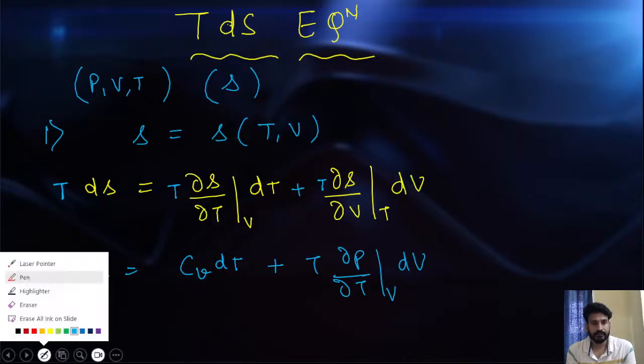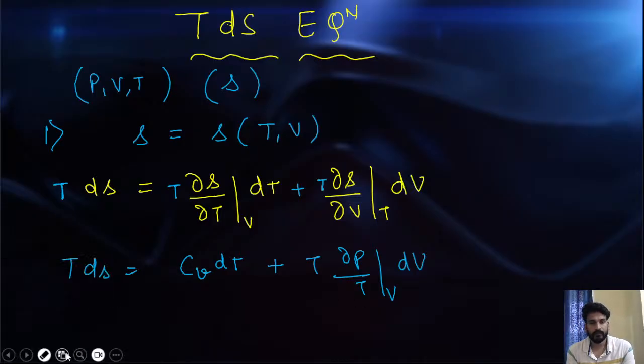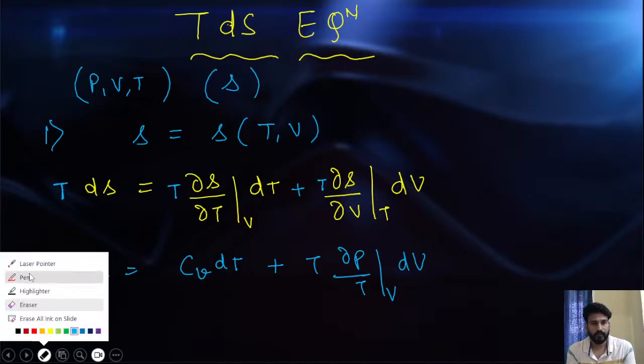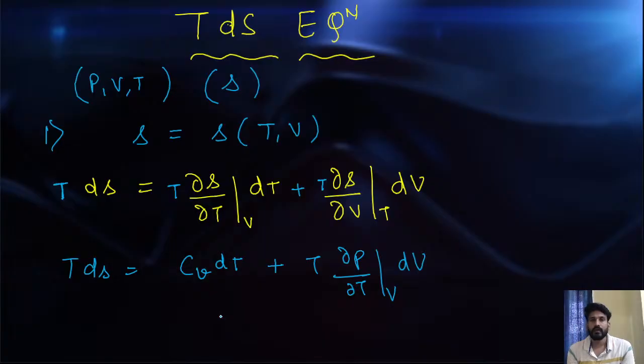Okay, right? So this is your first TdS equation: TdS is equal to Cv dT plus T del P over del T, keeping volume constant. Okay, right?